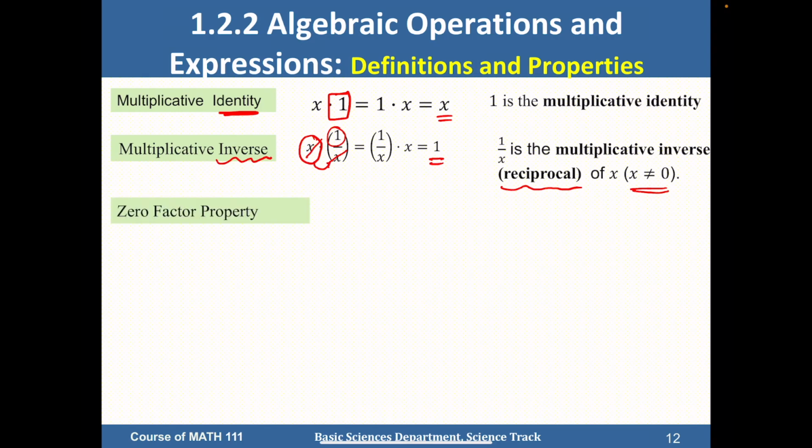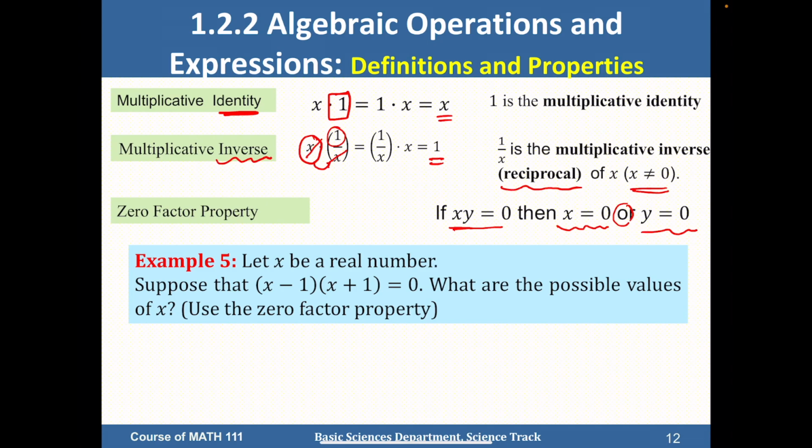And we also have the zero factor property. In the zero factor property, if I have any two numbers and the product of the two numbers equals 0, then either the first one equals 0 or the second one equals 0. Of course, two numbers, if I multiply them and get 0, then one of them has to be equal to 0. So that's why we use this kind of property to solve equations in the coming chapters.